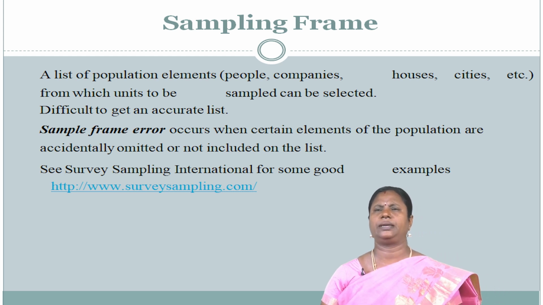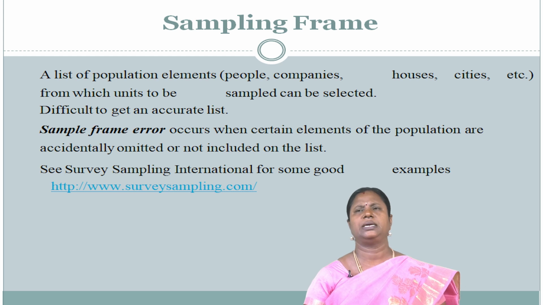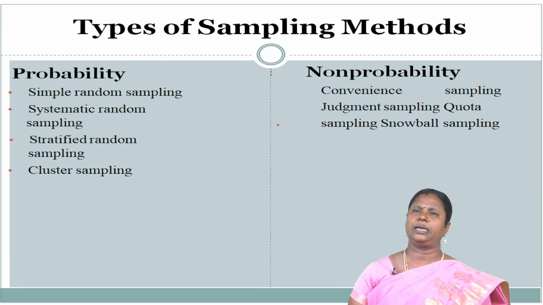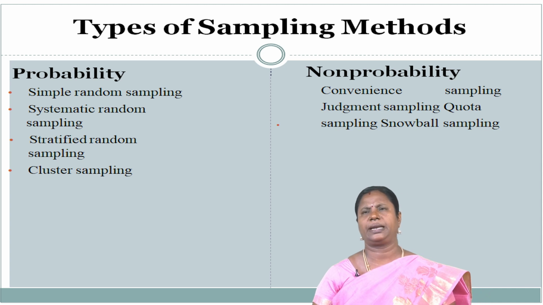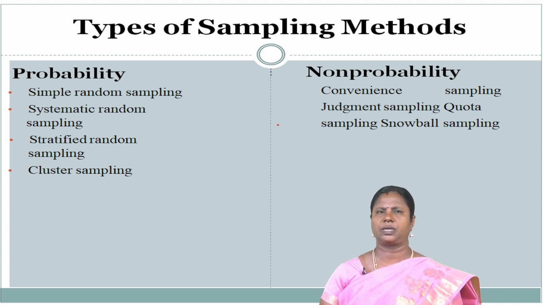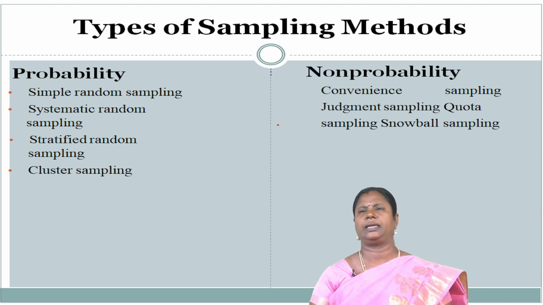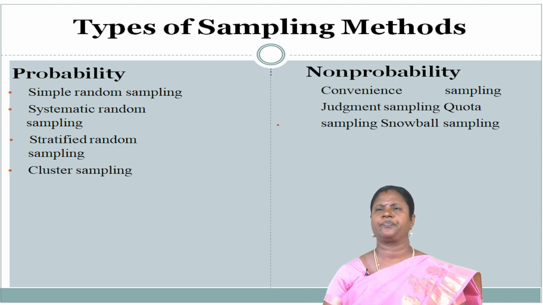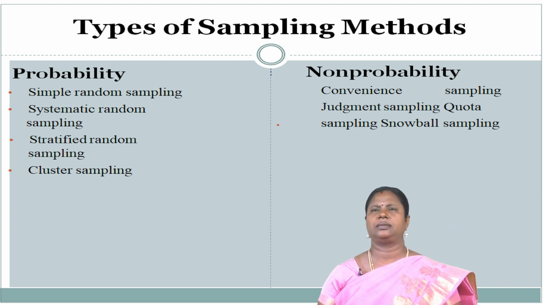Sampling methods: one, probability sampling, and another, non-probability sampling. Then types of sampling method. Probability: simple random sampling, systematic random sampling, stratified random sampling and cluster sampling. Non-probability: convenience sampling, judgment sampling, quota sampling and snowball sampling.